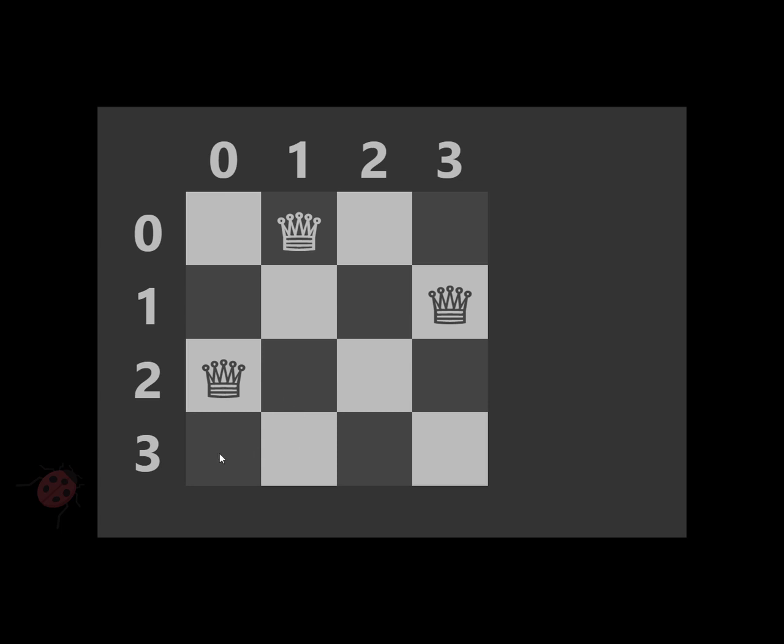So we move to the final piece. 3-0 is not safe. 3-1 is not safe. 3-2 is safe. Since we found a safe position for all the 4 queens, we conclude that we have obtained the solution.